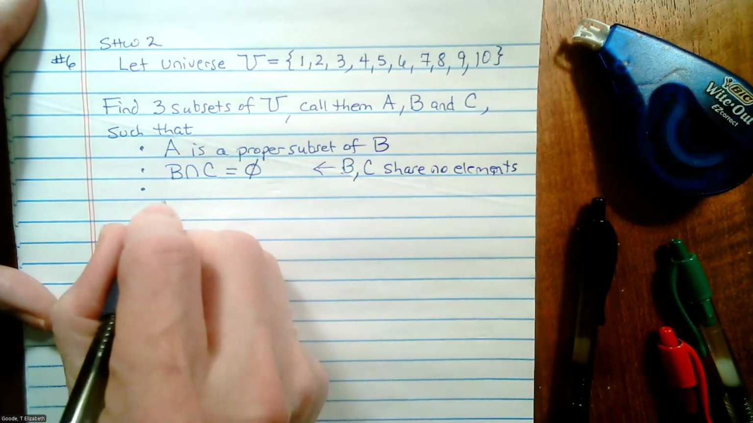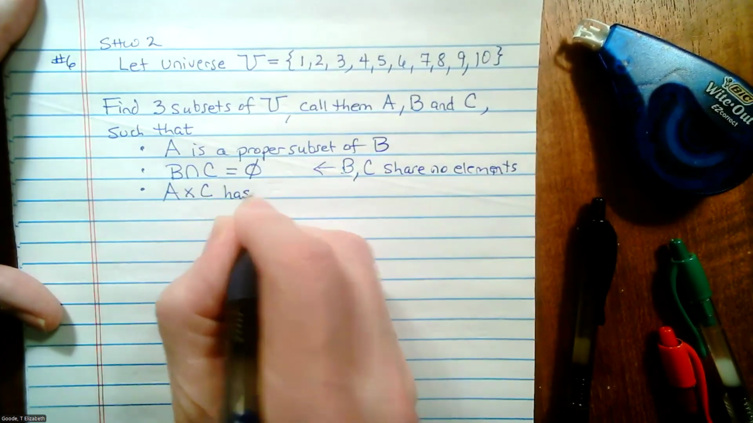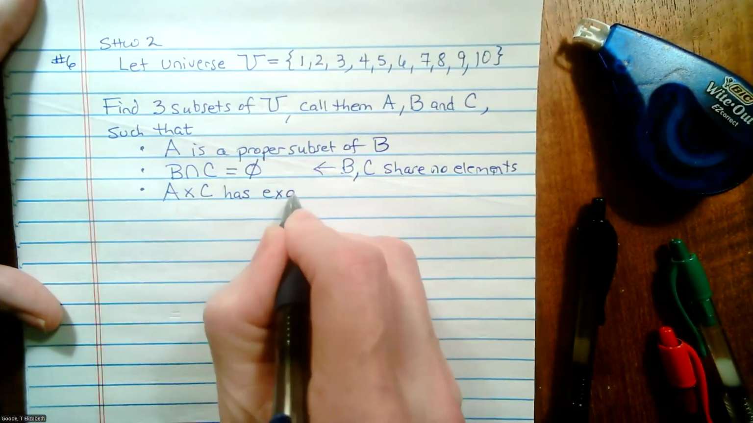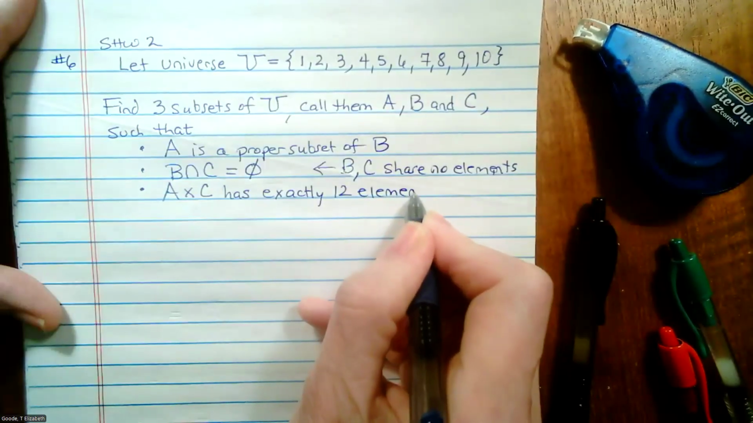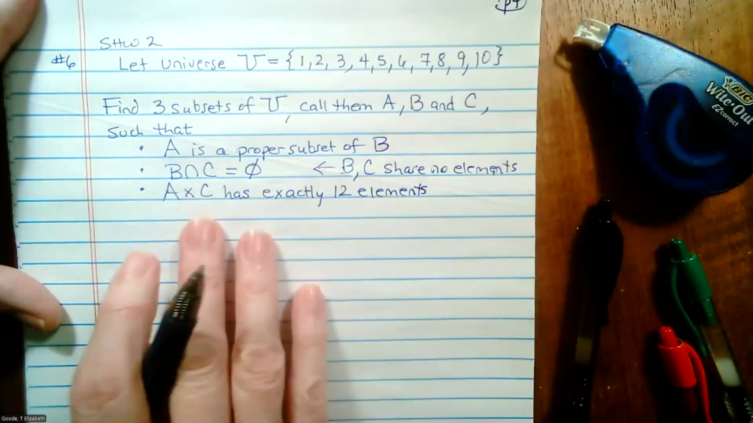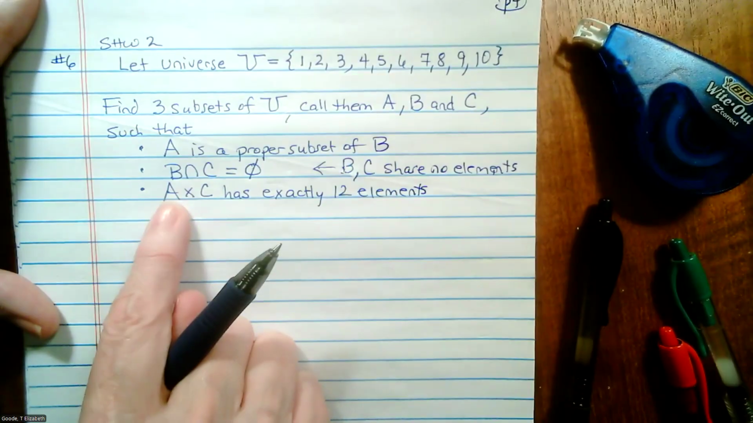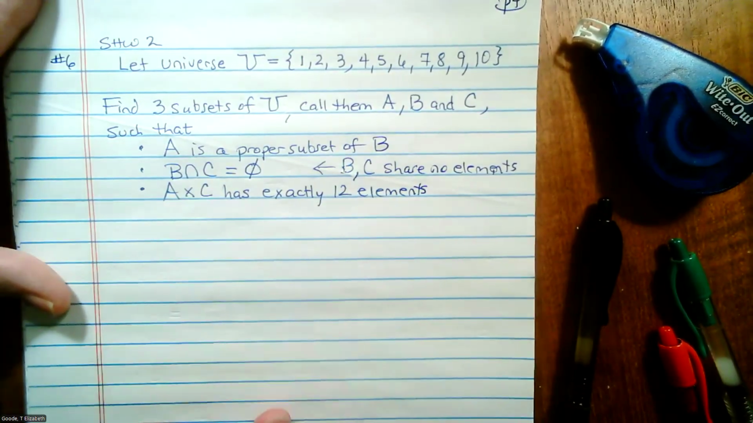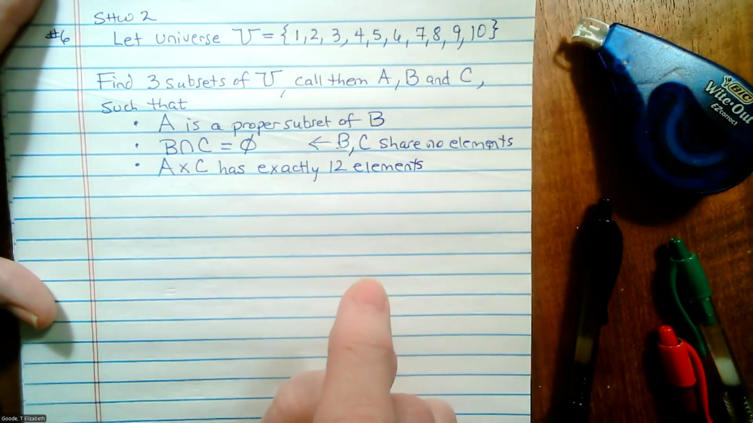And then the last thing was that A cross C needed to have exactly 12 elements. Now you understood building the cross product really well. So let me just ask you, just sort of off the cuff, what are some different choices for sizes of set A and set C that would guarantee that A cross C has exactly 12 elements?